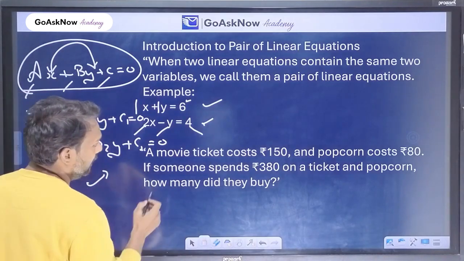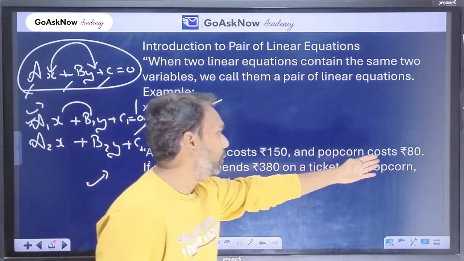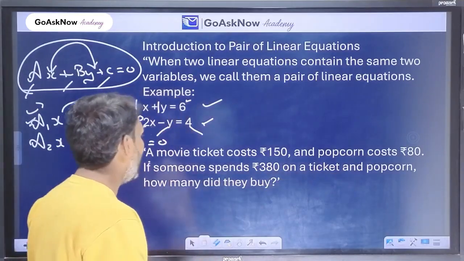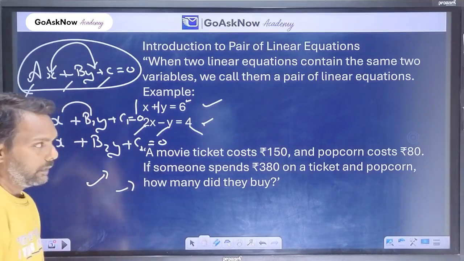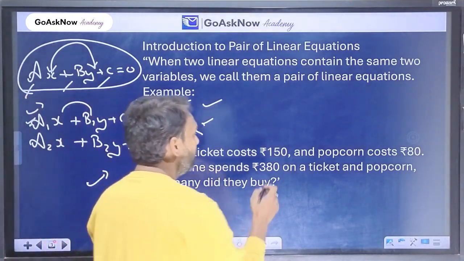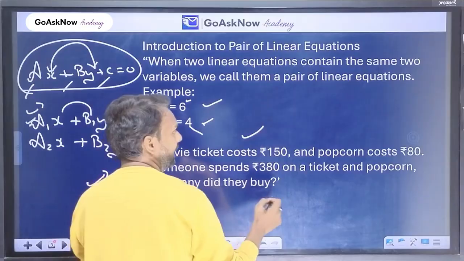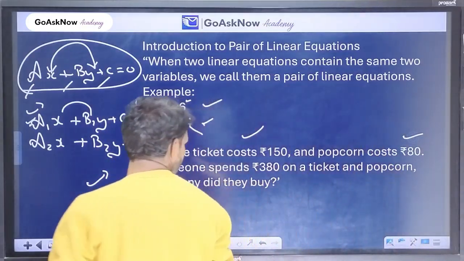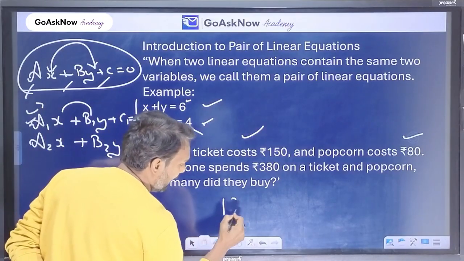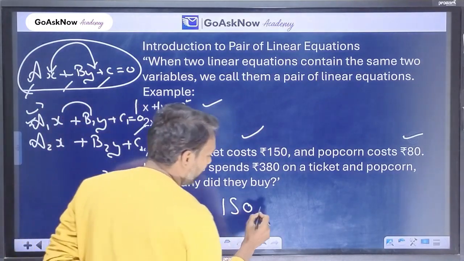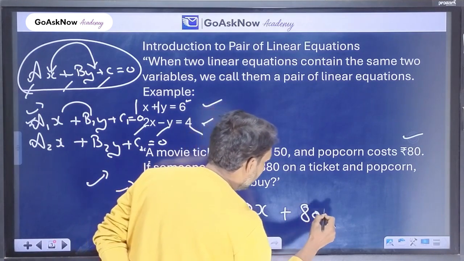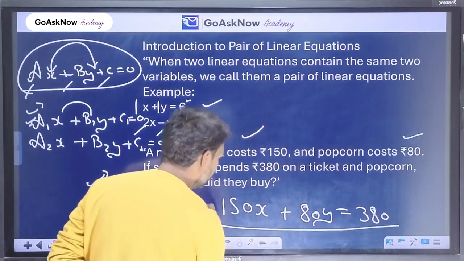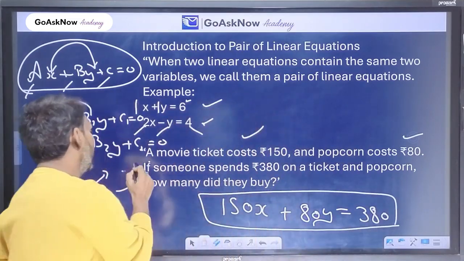Let's take another example. A movie ticket costs 150 and popcorn costs 80. If someone spent 380 on tickets and popcorn, how many did they buy? So here there are two variables: one is movie tickets and another is popcorn. We can write, let the number of tickets be x and the number of popcorn be y. So 150x plus 80y is equal to 380. This is the linear equation in two variables for the given condition.